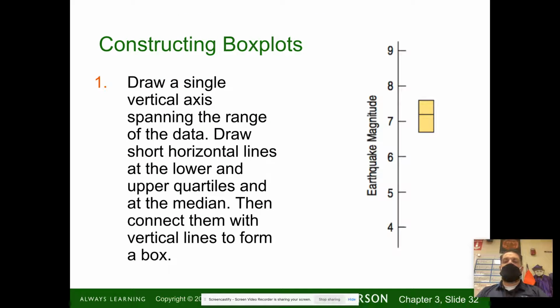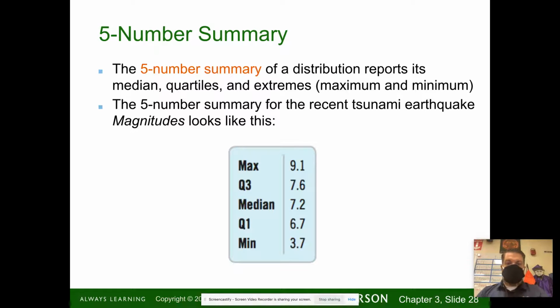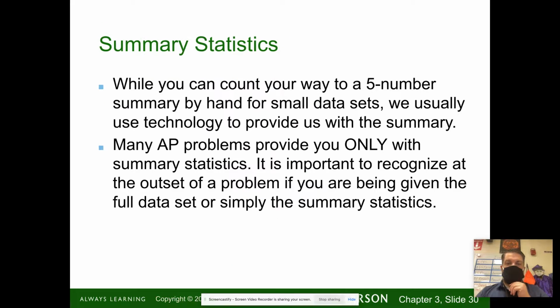So basically what you do is you're going to draw a single vertical line, and this could be horizontal too. Your graphing calculators will do this horizontally. But you could draw a vertical line spanning the range. Draw short horizontal lines at the lower and upper quartiles. So this is the number summary. The max is 9.1. The minimum is 3.7.